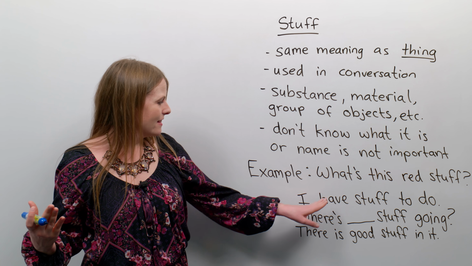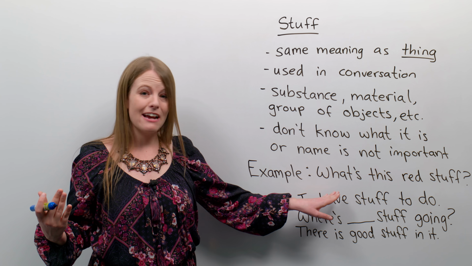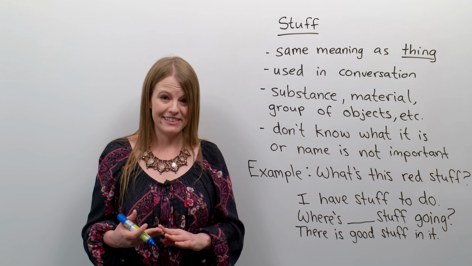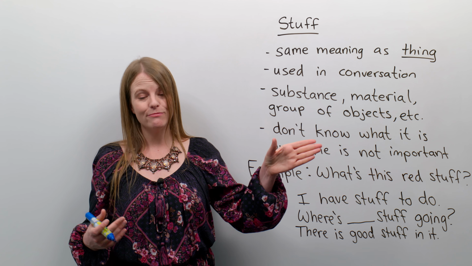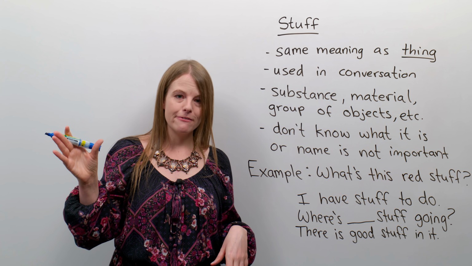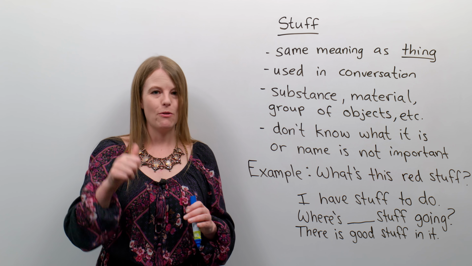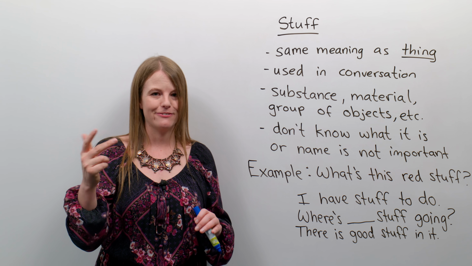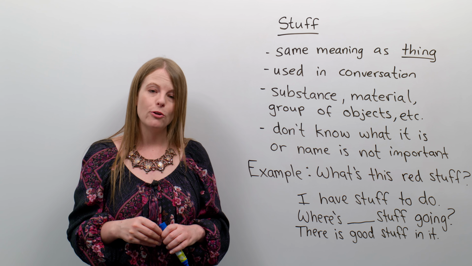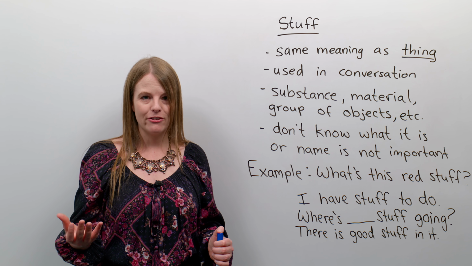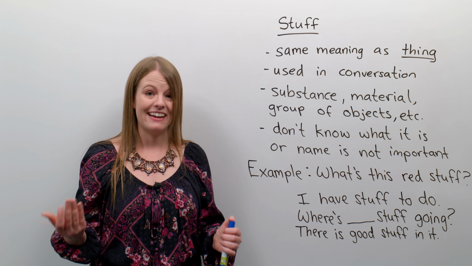You'll notice that for each of these, there is never an S on the word stuff. So for things, we can add an S. For stuff, it is uncountable. This means we cannot say one stuff, two stuff, three stuff. No, we don't use numbers with stuff. It's uncountable and it never has an S.